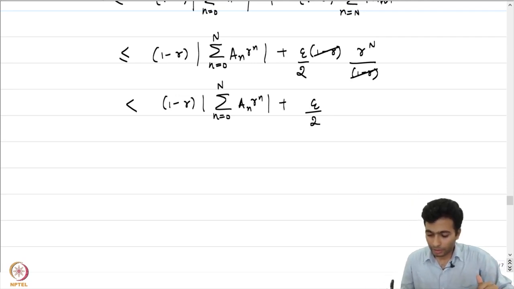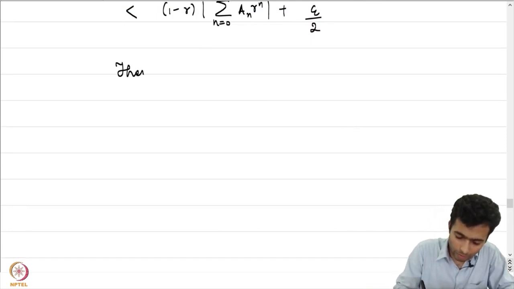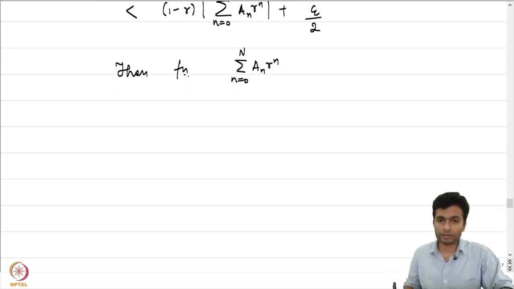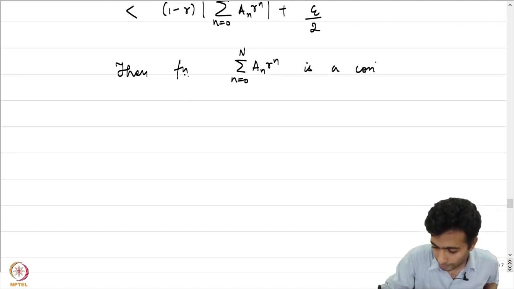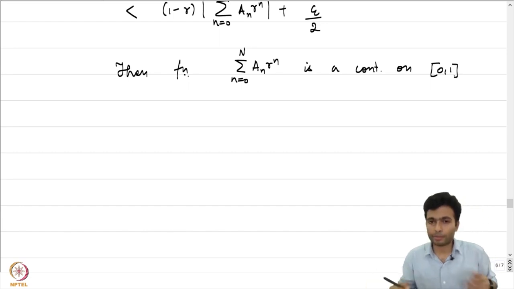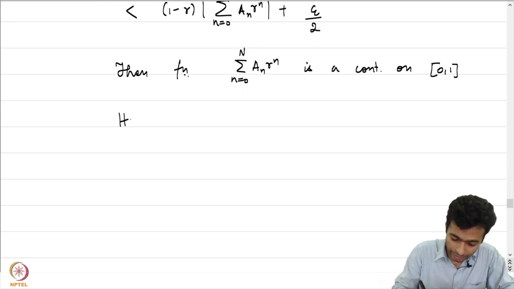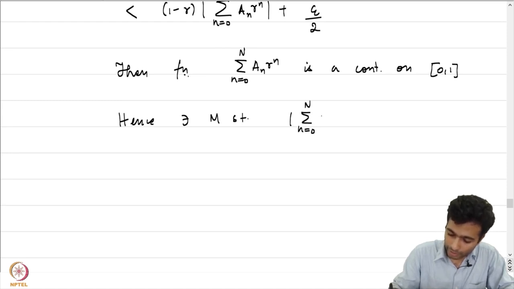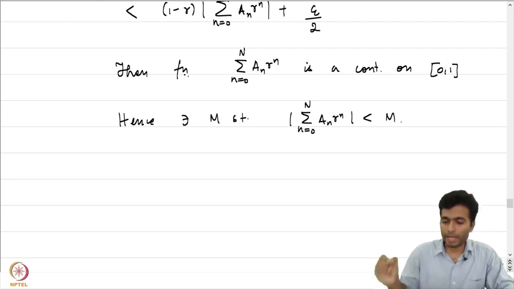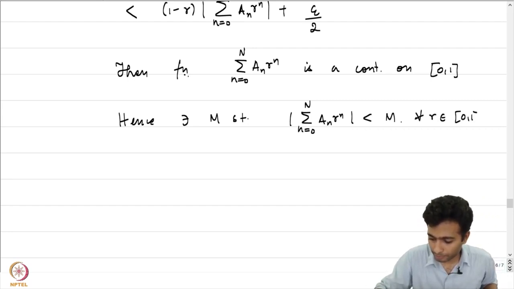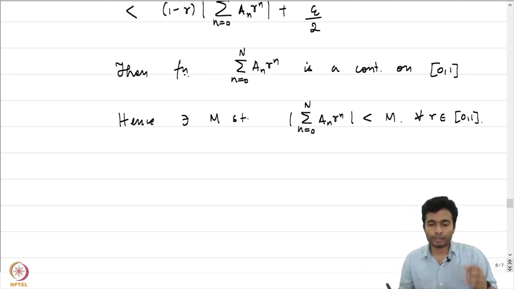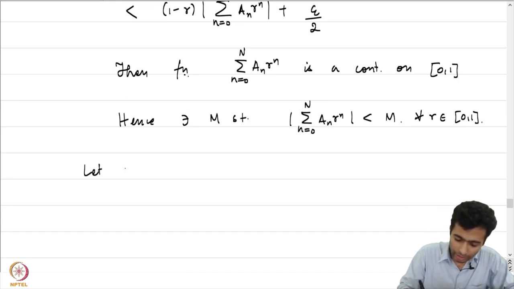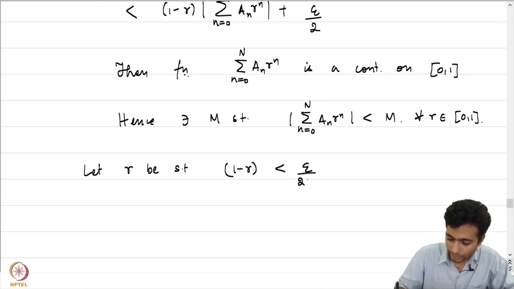The first term is what we are now concerned about. The function summation n is equal to 0 to capital N a n r to the power n is a continuous function on 0, 1, and hence there is an upper bound, a bound beyond which this will not go. Hence, there exists capital M such that the absolute value of summation n is equal to 0 to capital N a n r to the power n is less than M for all r in 0, 1. Let us now pick r so close to 1 that 1 minus r is less than epsilon by 2M.